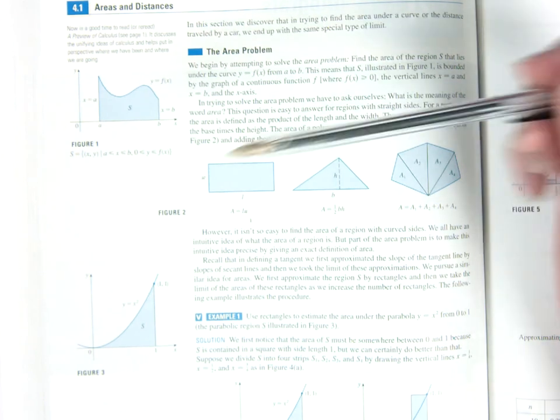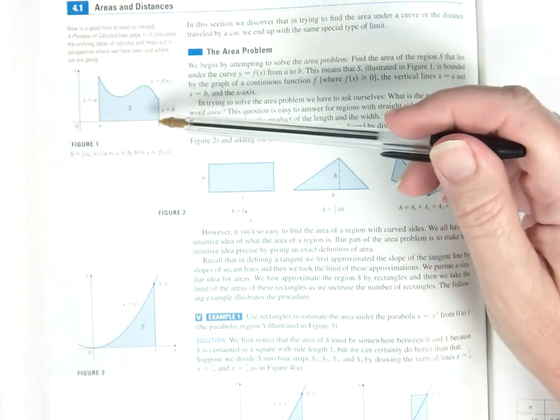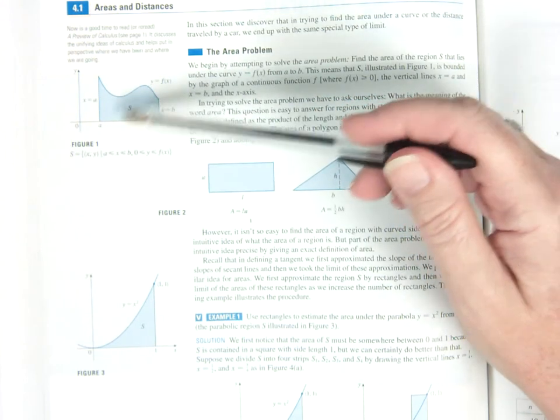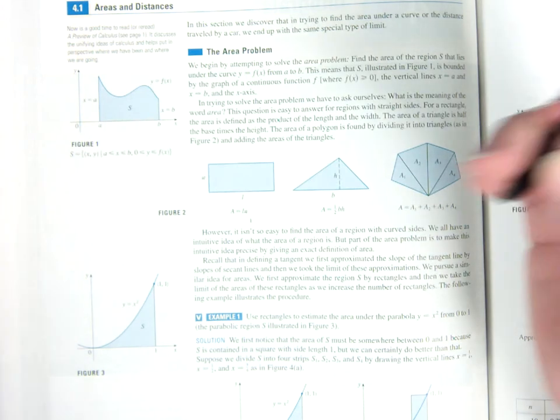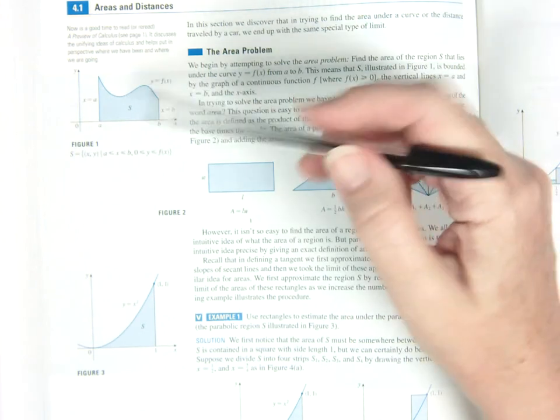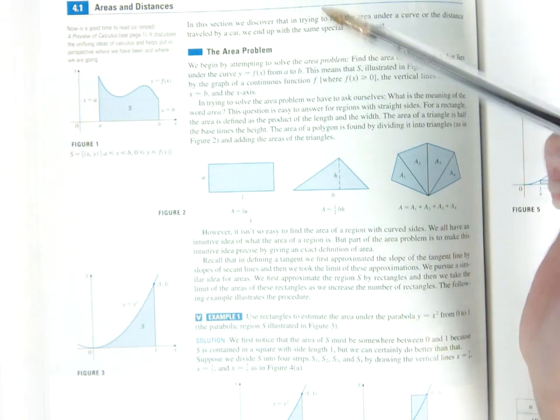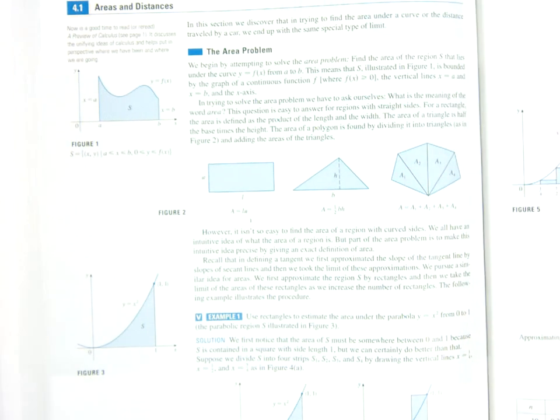So the problem is, how do you find the area under the curve? Very important problem in applications, as we'll see as we go through chapter 4. But how do we do that? We don't have a set figure like a rectangle or a triangle or anything like that. So this is what we do.